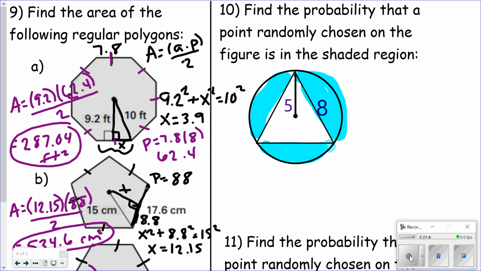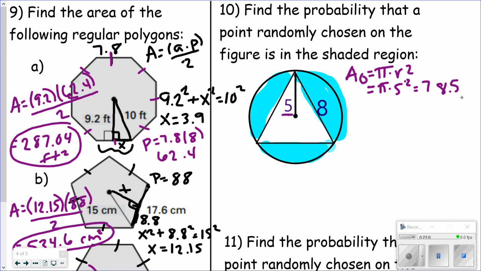We know that the area of the circle is pi r squared. If you look closely, we notice that the radius is 5. So we have pi times 5 squared, which is approximately 78.54.